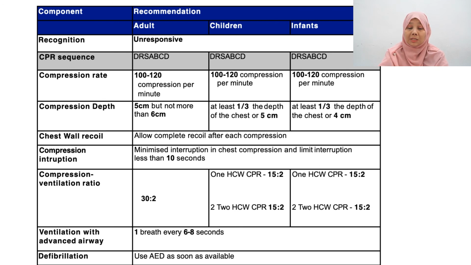The difference you will see is the compression to ventilation ratio, where for adults it is 30 compressions to 2 ventilations. For children, you'll see that it's 15 chest compressions over 2 ventilations. And for infants, it's the same, whether it be 1-man CPR or 2-man CPR. Ventilation with an advanced airway would need 1 breath every 5 to 6 seconds. And a defibrillator is used once an AED is available.